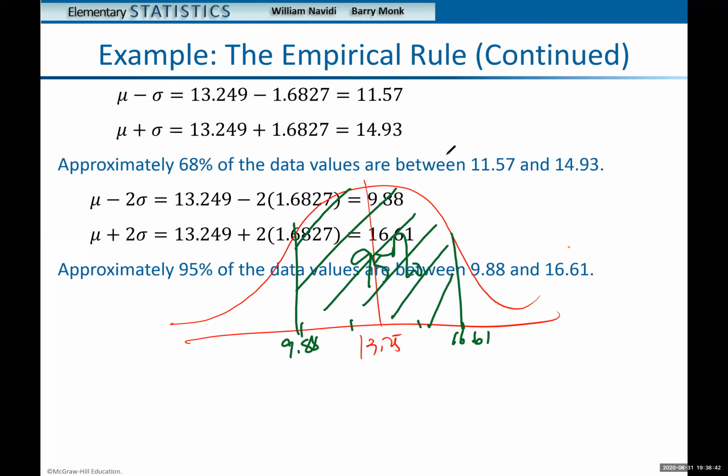So that is the empirical rule. Only 3 things: 68%, 95%, and 3 standard deviations away from the mean.